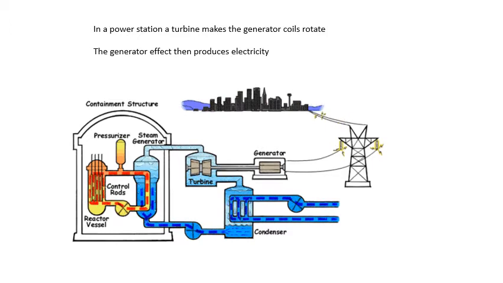It might be a steam turbine, like in this nuclear power station. It might be a water turbine, as in a dam, or it might be a wind turbine. But the point is that something is making the generator turn around, and then you've got the generator effect producing electricity. Something that's missing off this diagram are any transformers. I'm going to talk about them next.